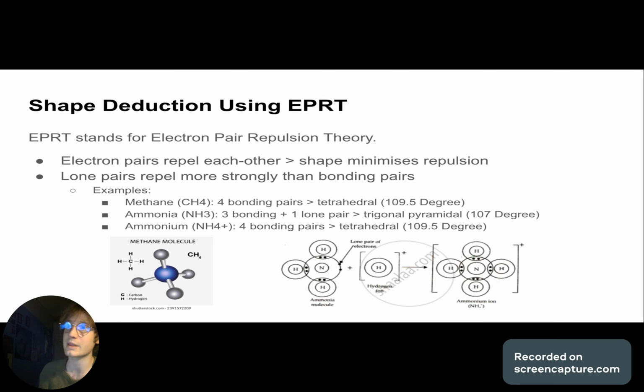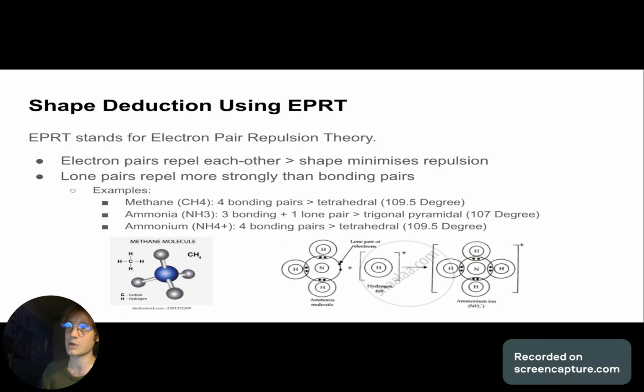For example, methane has carbon at the center with 4 hydrogen atoms. Carbon shares 4 pairs of electrons with these hydrogen atoms, no lone pairs. To maximize the distance, the bonds point to the corners of a tetrahedron with angles of 109.5 degrees, which is also a common shape in bonds.